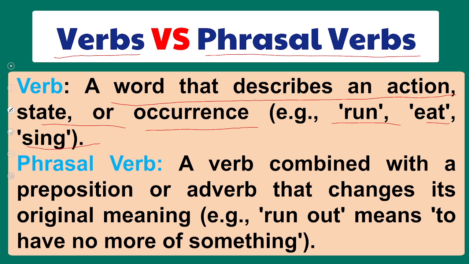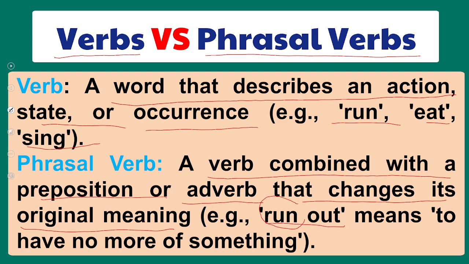But what is a phrasal verb? A phrasal verb is a verb combined with a preposition or adverb that changes the verb's original meaning, like run out. So run means that someone is moving very fast. But run out means to become empty.